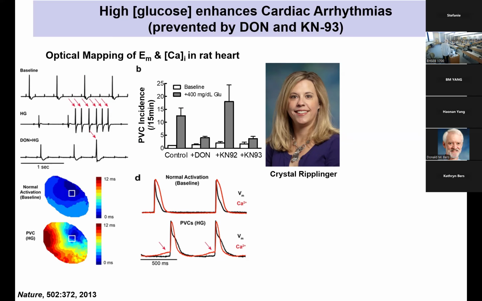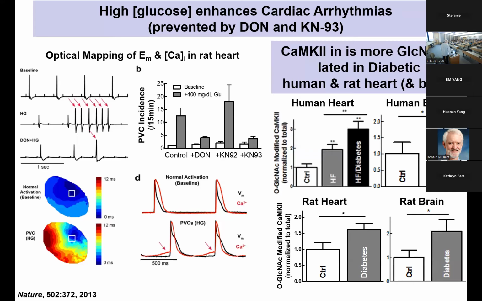And that was inhibited by the inhibitor of the GlcNAcylation process, or by inhibiting CaMKII. So the interesting thing too was she happened to see some incidents where the calcium rose before the voltage in these dual mapping studies, which is a kind of a hallmark of a calcium-induced PVC. We also looked in human samples from heart failure and heart failure with diabetes patients, and GlcNAcylation of CaMKII was elevated. That was also true in human brains from diabetic patients, and also true in a more controlled animal model of diabetes.